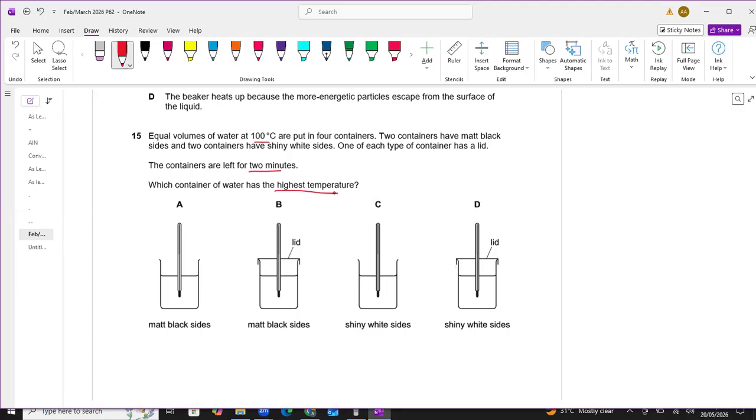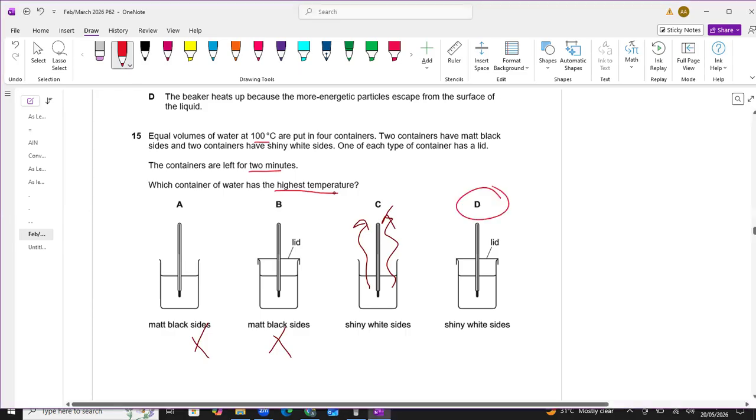So remember, the black object will radiate more energy. It will emit more energy, so the water temperature will decrease rapidly. So A or B cannot be a right answer. So the option can be C or D. C cannot be a right answer because the lid is not there, so the water will evaporate and the temperature will decrease. So yes, students, D is the correct answer because it is covered with the lid, so there is less chance of evaporation. And the shiny white sides are poor emitters of radiation, so it will keep the liquid hot for a long time. Did you understand these questions, students?